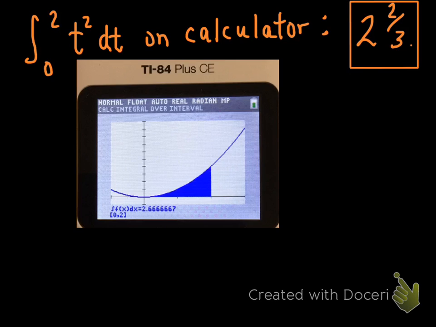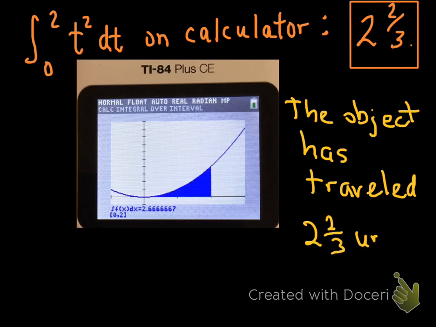So this is what I would call a very simple problem that uses FTC1. Nothing tricky here because the velocity is entirely positive on the interval from 0 to 2. Let's keep talking. So I would write my statement here. The object has traveled 2 2/3 units. Things become a little more complicated, so don't get arrogant.